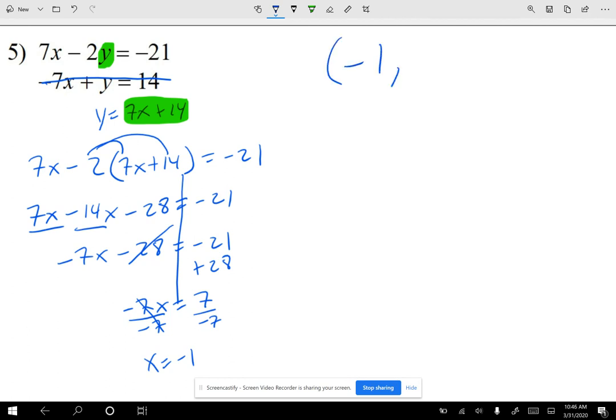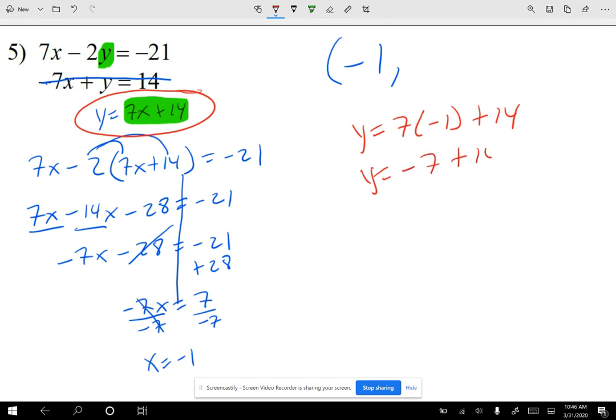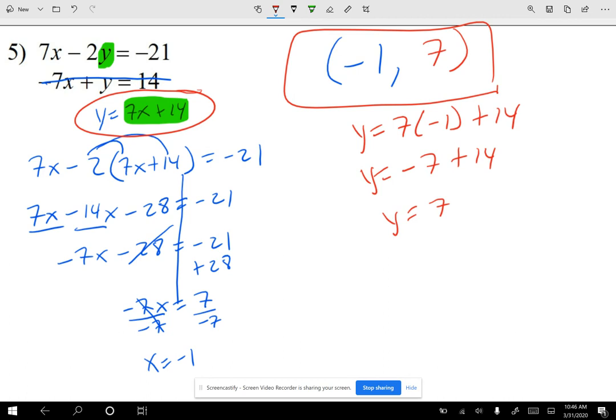Because remember, I'm asking for the x and the y value that makes both statements true. I found the x value. Now for my y value, I'm going to use any equation that I have. In this case, let me use this equation. I know the value of x now, so let me rewrite that as y equals 7 times negative 1 plus 14. So I have that y equals negative 7 plus 14. So it means that y equals 7. That's it. Make sure whenever you type it, there's a space after the comma. And make sure you guys are using the parentheses as well.